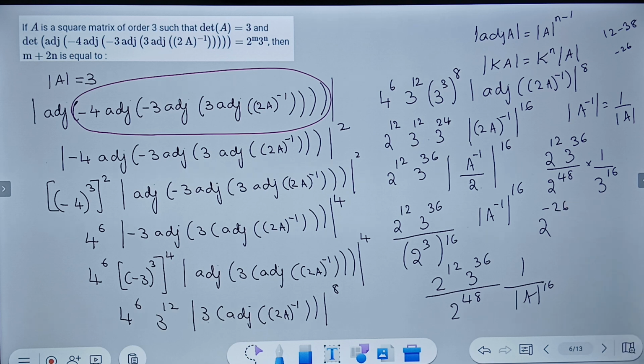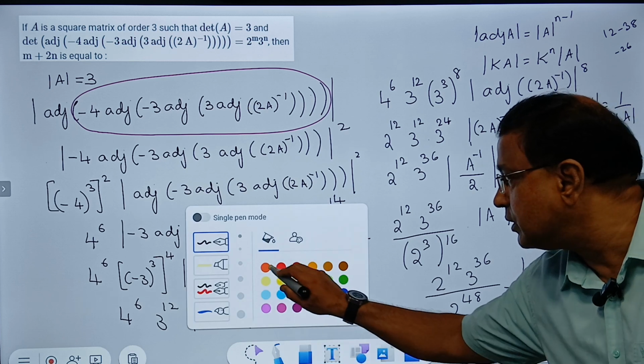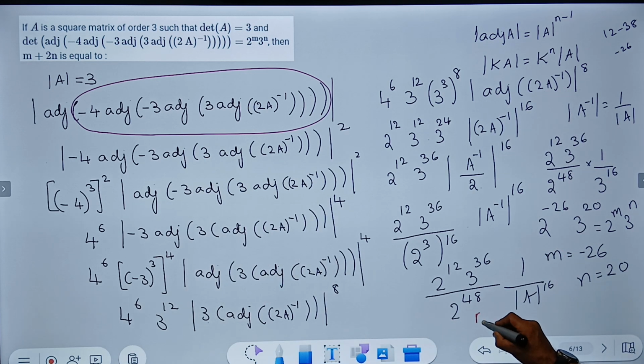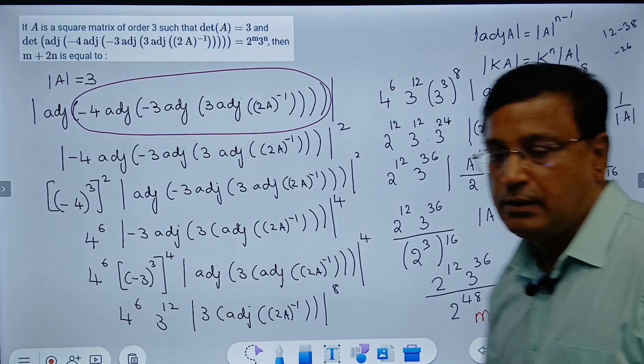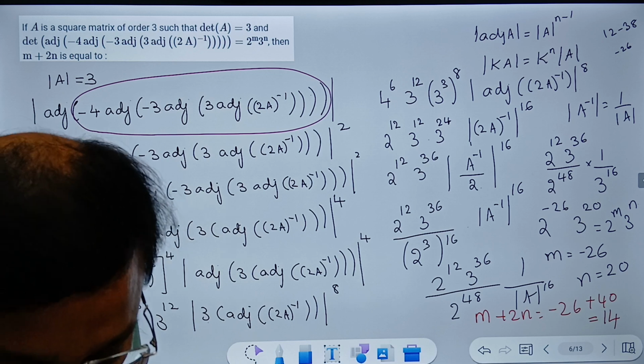Minus 26. And this will be 3 to the power of 20, which is same as, it's given, 2 power m into 3 power n. So your m is minus 26 and your n is 20. Now what will be m plus 2n? Your m will be minus 26, your 2n will be 40. So the answer is 14.